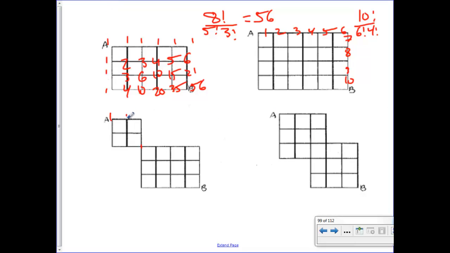So let me see if this makes sense. 1, 1, 1 along all the edges. This one and this one add to give 2. This one and this 2 add to give 3. 1 and 2 adds to give 3. And then at this junction right here in the middle, it's 6.